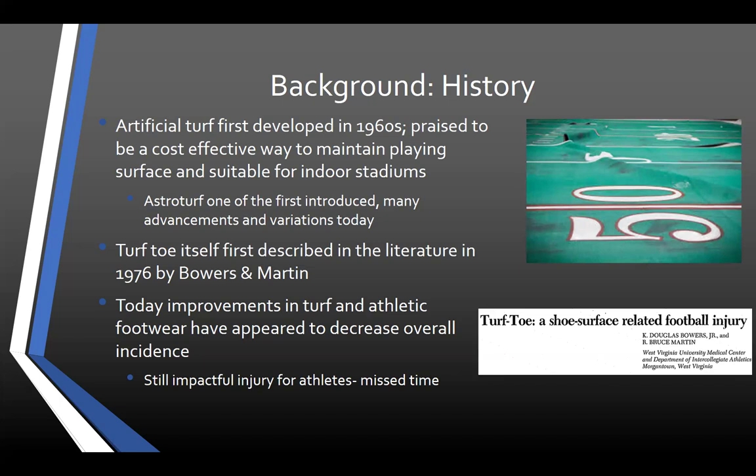They thought that the flexible athletic shoes at the time, they weren't really using cleats, the flexible running shoes that players were using when playing on the artificial turf, which is laid over a very hard surface like concrete, didn't have a give like natural grass would, and there was too much flexion when they were being used. So today there have been a lot of improvements in footwear and the turf field itself that have really decreased the overall incidence of turf toe, but it's still pretty relevant and can be a relatively impactful injury.